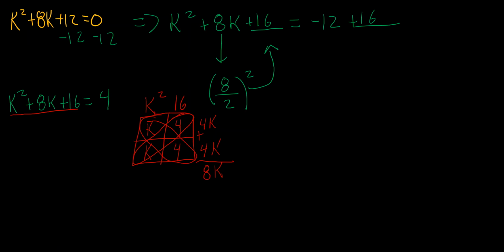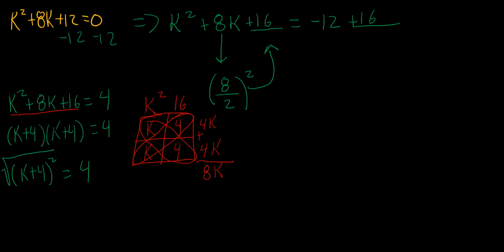So let's write that. We have k plus 4 times k plus 4 equals 4. We can further simplify this by saying we have k plus 4 squared equals 4. And then we have to take the square root of both sides. So we end up with k plus 4 equals plus or minus 2.